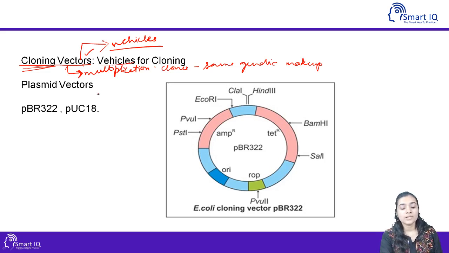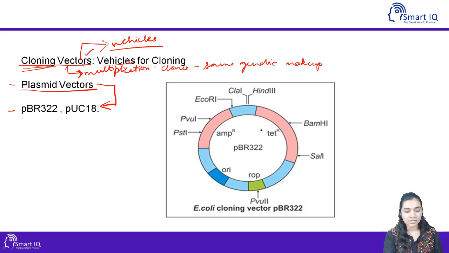Now there are different kinds of vectors, but let's discuss plasmid vectors first. Examples of plasmid vectors are pBR322 and pUC18. Plasmids, you already know what they are. Plasmids have a selectable marker and they can replicate on their own. They are double-stranded DNA structures, as you can see in the picture here. One of these examples is pBR322 and pUC18.